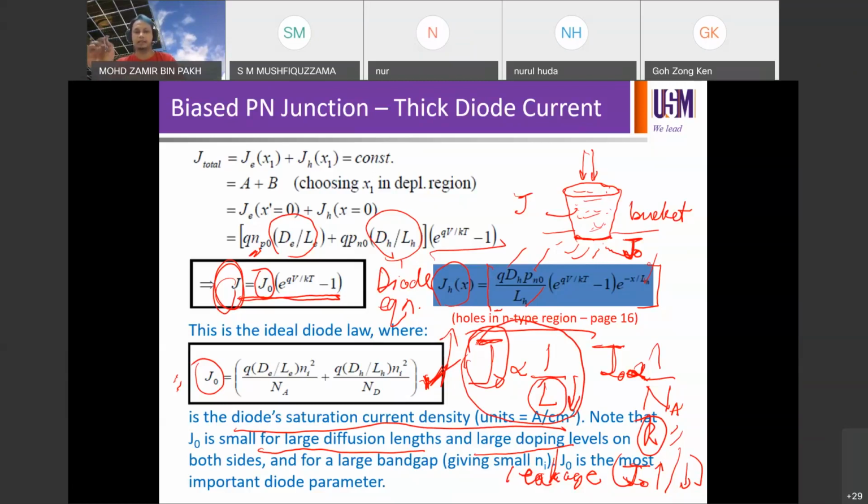Higher J naught is undesirable. You want to minimize the J naught. You don't want to have high J naught, right? Just like the leaky water. You don't want to keep pouring water into the bucket at the same time it goes out the back, right? It's not productive, it's counterproductive. So the same thing happens with J0 as well. It's like counterproductivity happening there.